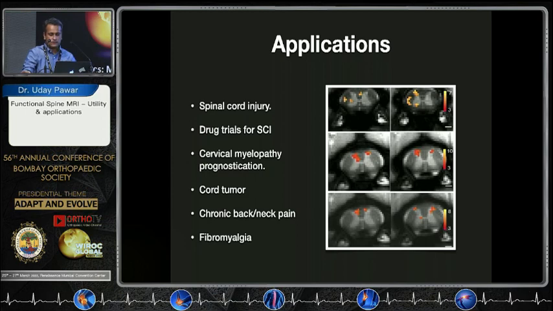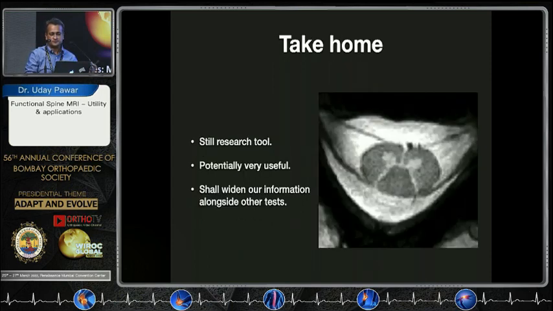Obviously, I spoke about tumors, so for spinal cord tumors also, you can tell the patient pre-operatively which function is going to remain after resection. And the holy grail is chronic low back pain, neck pain, and fibromyalgia patients. If we can have a better understanding through this research tool, we can come to some conclusions regarding which treatment modality is going to benefit our patients. So far these applications are still research based and have not come into clinical practice. But it's still a research tool, and potentially it shows significant promise.